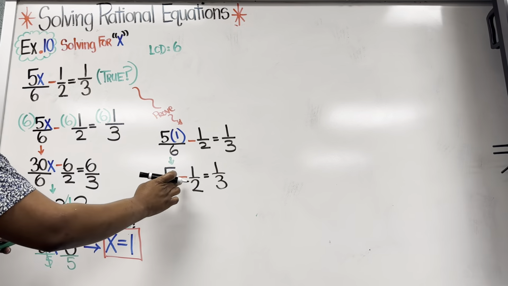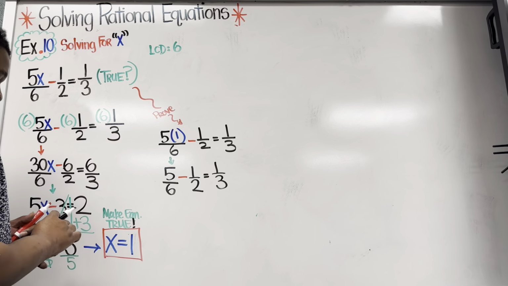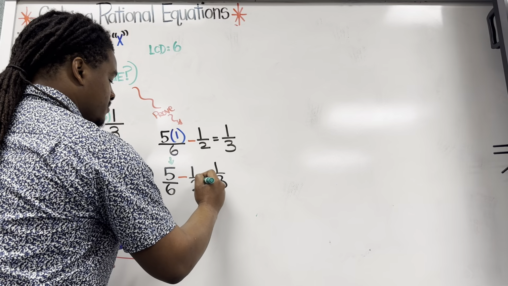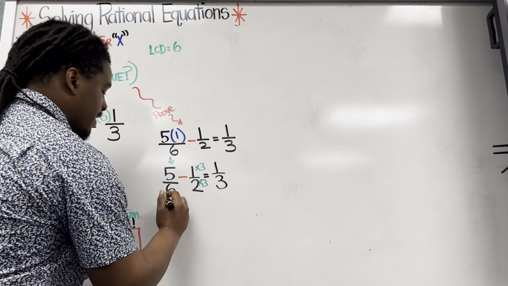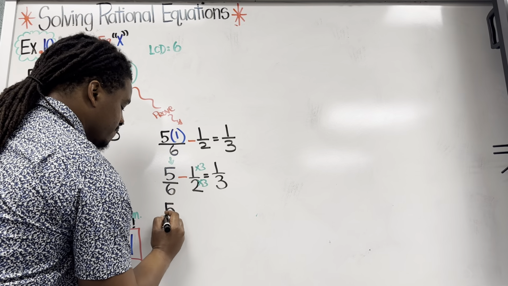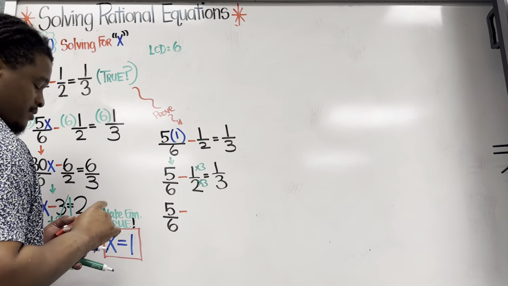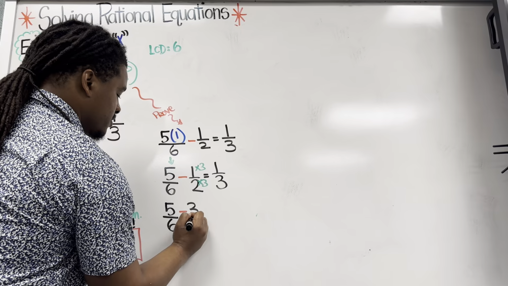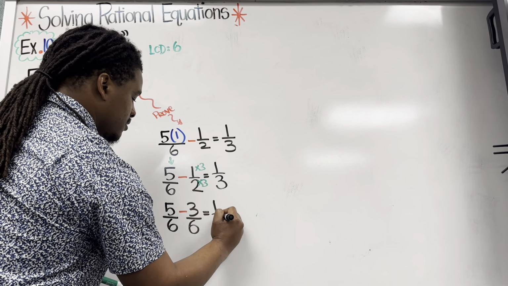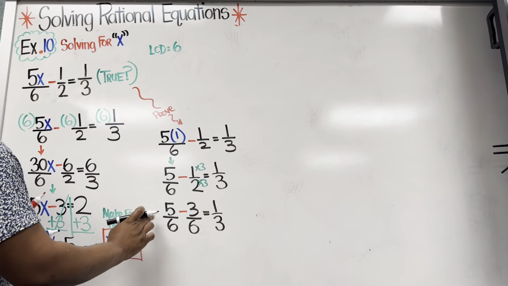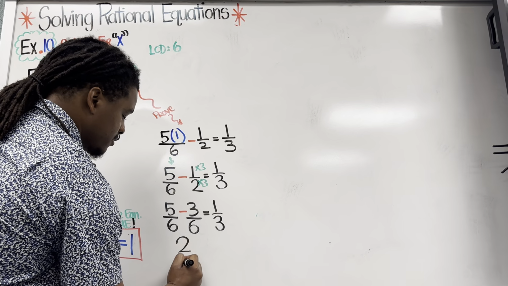Remember, guys, in order for us to subtract fractions, they have to have the same denominator. 6 is a multiple of 2, and for me to make 2 become 6, all I have to do is multiply the numerator and the denominator by 3. So now we're going to have 5 over 6 minus 1 times 3 is 3, and 2 times 3 is 6. 5 minus 3 is 2, so that's going to be 2 over 6.